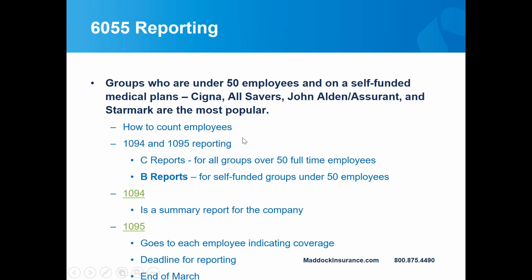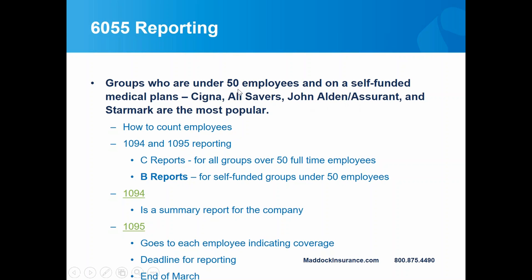So the 6055 reporting. Who needs to do this? There's 6056 and 6055. The one we're focusing on today is the 6055 reporting, and that's for groups that are under 50 employees and are on what are considered self-insured medical plans or self-funded medical plans. Basically, in Washington State, the people that are selling most of these plans are Cigna, All Savers, John Alden or Assurance, and Starmark. Those are the most popular self-funded plans, and I believe most everyone on this meeting is on one of these plans.